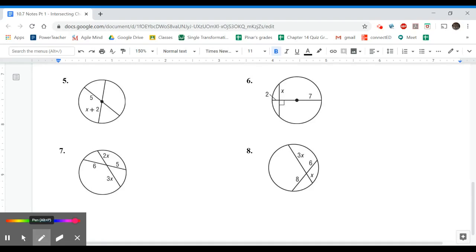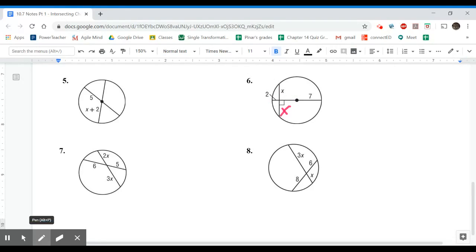All right, so here I am on number 6. Now, number 6 is a little bit tricky, so you have to figure a few things out. First of all, I have a radius right here, okay? And that radius is perpendicular to a chord. Now, remember, whenever you have a radius that's perpendicular to a chord, it also bisects that chord. So since this piece right here is x, the other side is x as well. So let me erase all that, and I'm going to put an x right here.